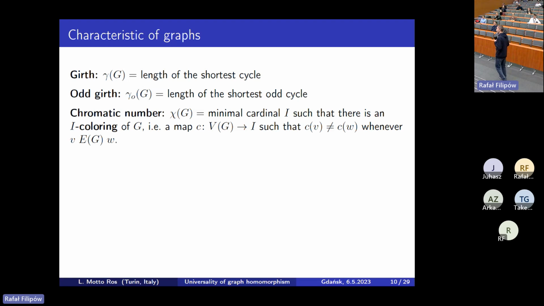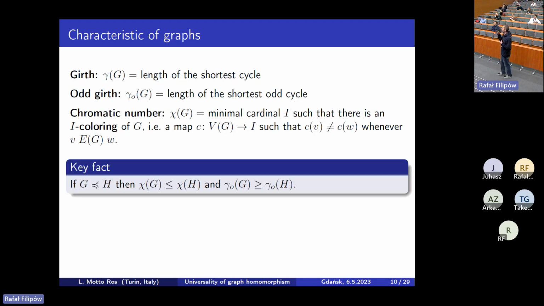The other parameter is the chromatic number. So I repeat the definition from yesterday using coloring. The chi of G, the chromatic number of G, is the minimal cardinality such that you have a proper coloring from the vertices into a set of size this cardinal. And proper coloring means it's a coloring which assigns different colors to vertices which have an edge between them.